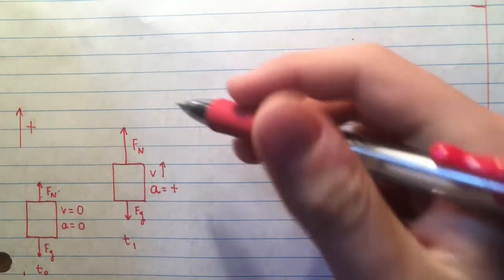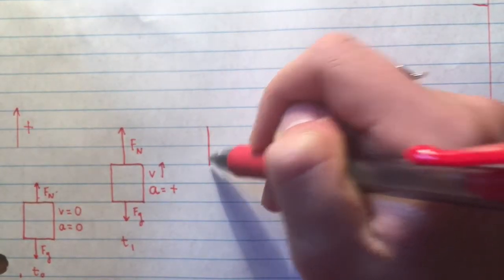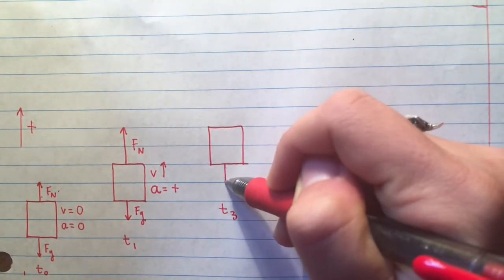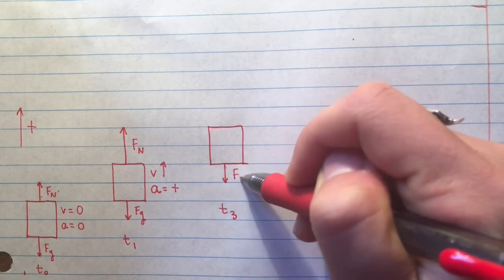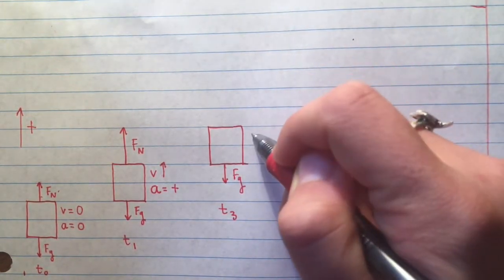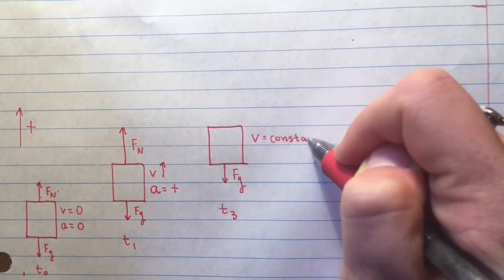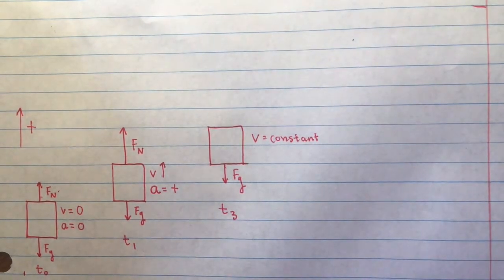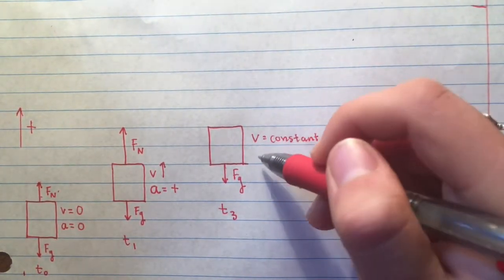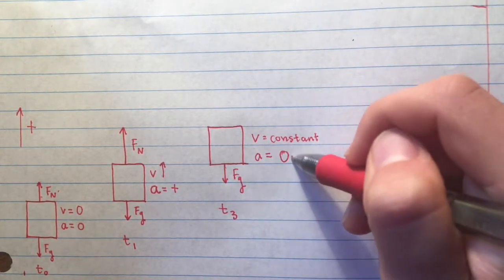At some point, the elevator reaches a constant speed, and so the person inside the elevator also reaches a constant speed. Still on Earth, force of gravity has not changed. Now, the elevator and the person inside of it are moving at a constant speed. So v equals constant. And so if we are moving at a constant speed, the acceleration is 0. We're not changing direction and we're not changing speed.